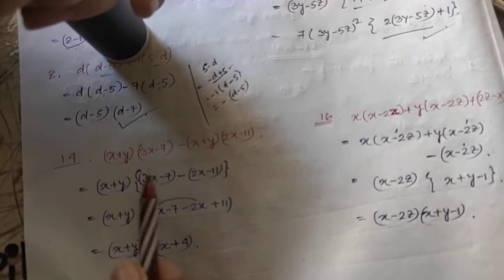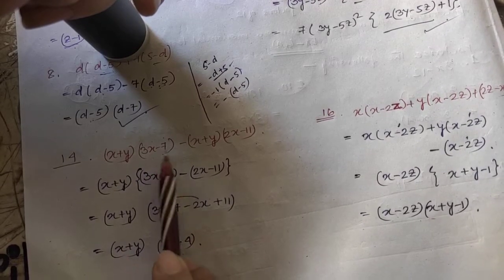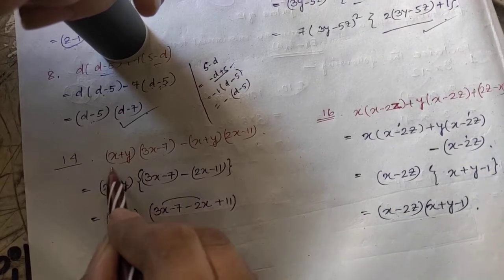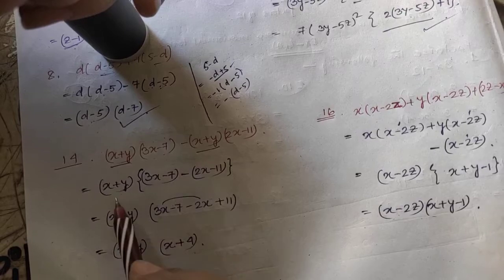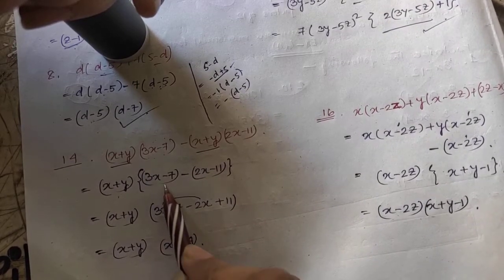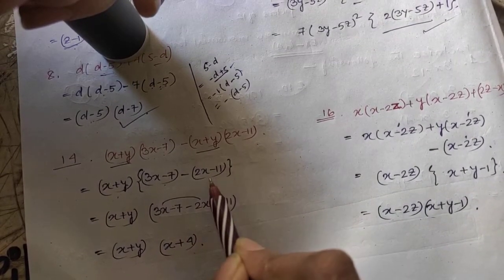Okay, again see question 14. (x + y)(3x − 7) + (x + y)(2x − 11). These two are the common, so take these two common. (3x − 7) will be there, minus (2x − 11).